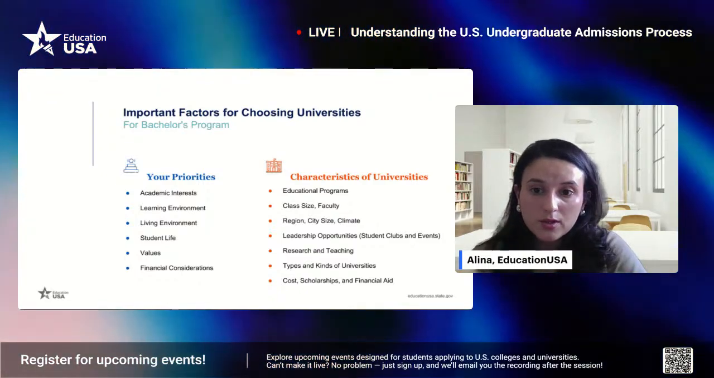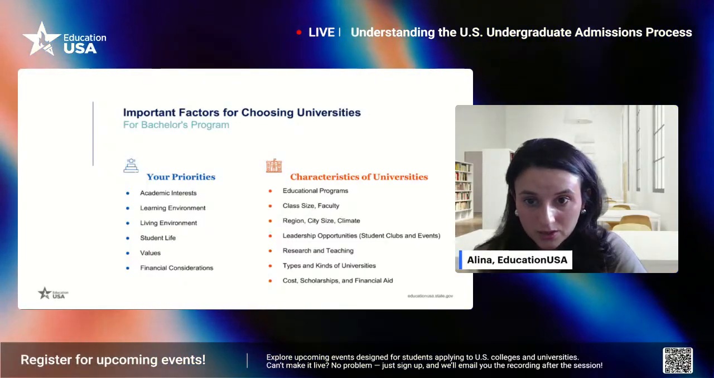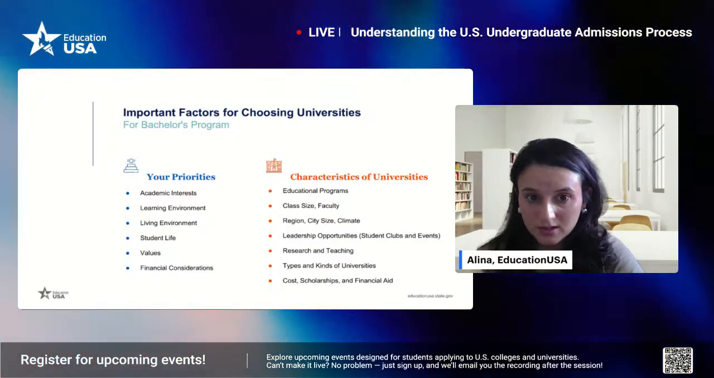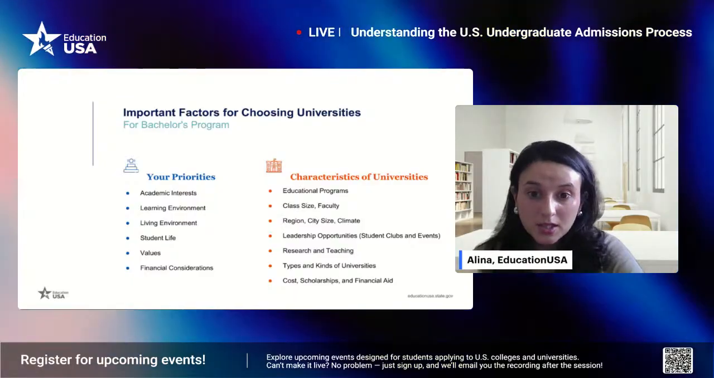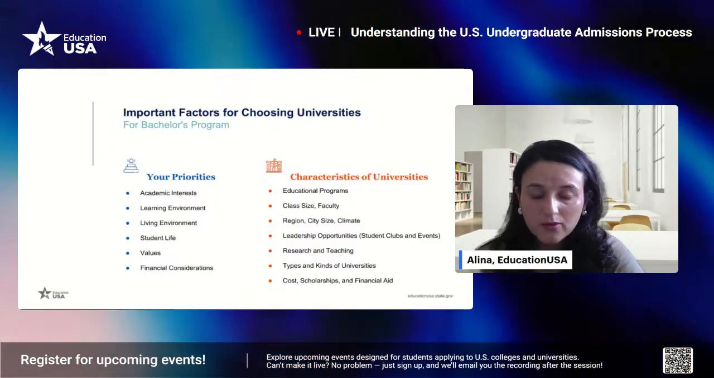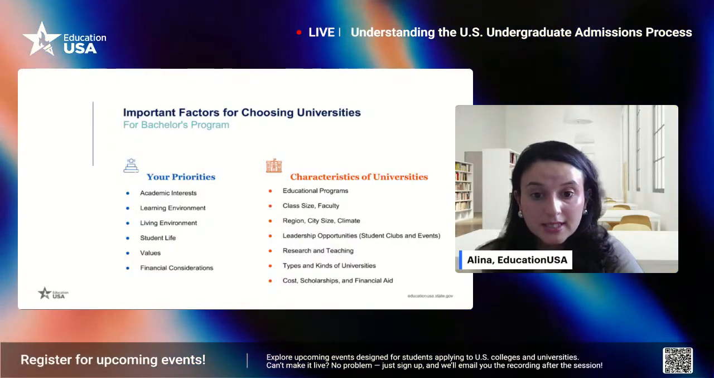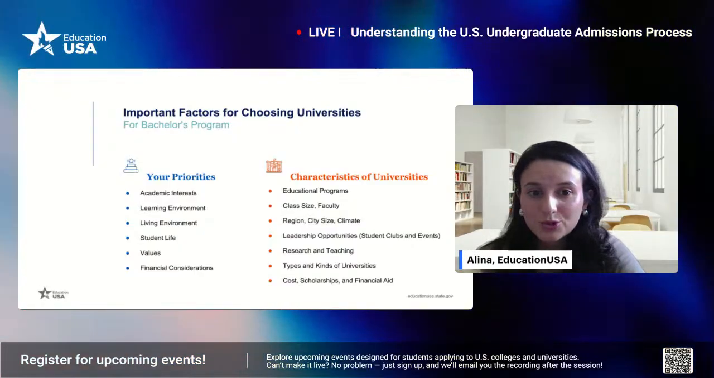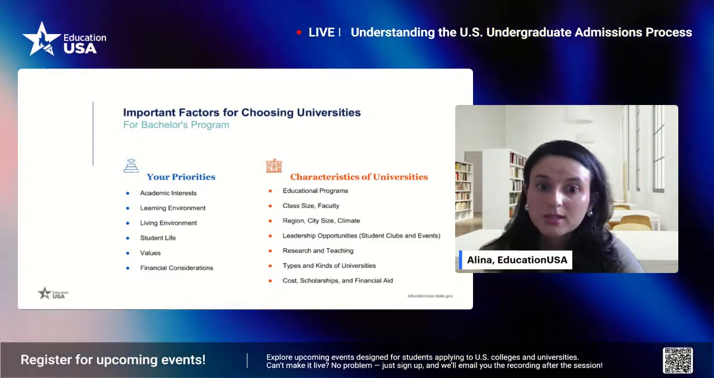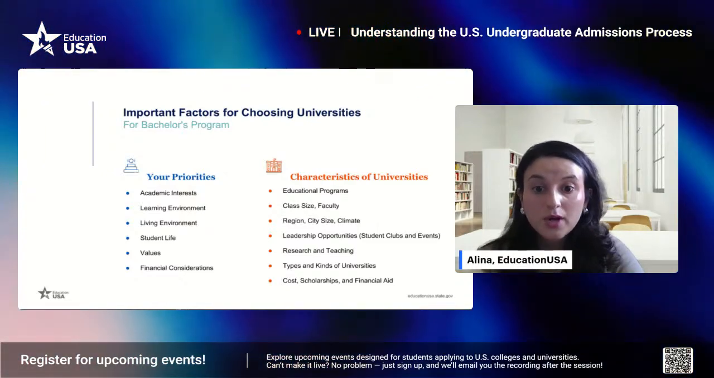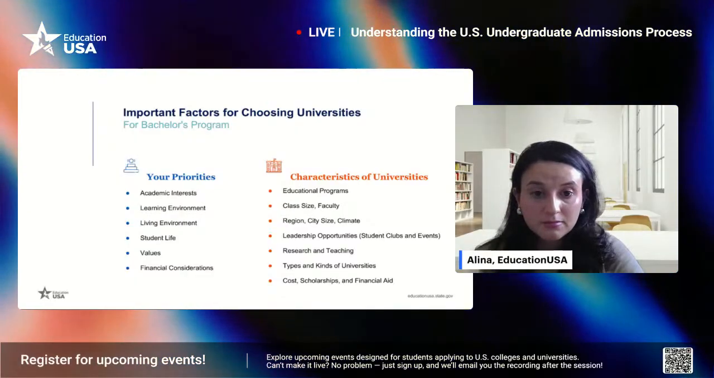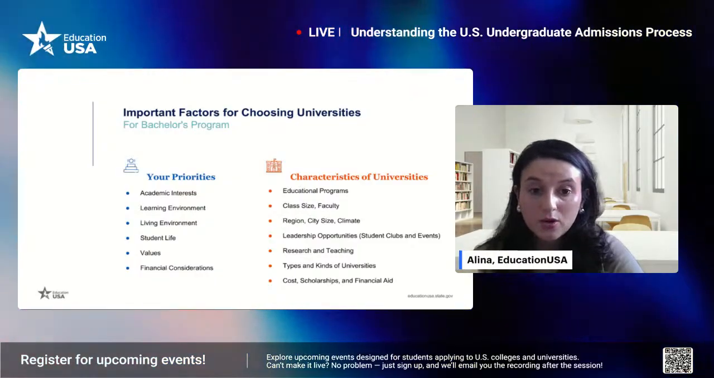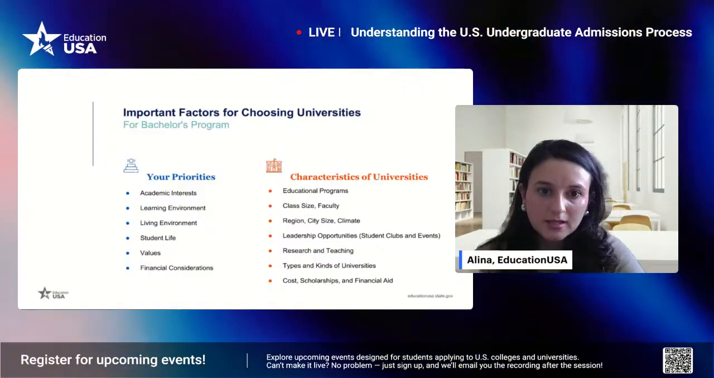When you consider your priorities, that means you consider the academic interest, the learning environment, the living environment, the student life, the values, and the financial considerations. And when you consider the university, of course, the educational programs, the class size, the faculty, the region, the city size, climate, the leadership opportunities. If there are student clubs and events that you would like to join, that you are doing now at home and want to continue doing on your campus, the research and teaching that the university is providing, the types and kinds of the university that you are applying to, and of course the cost, the scholarships, and the financial aid that the university is offering.